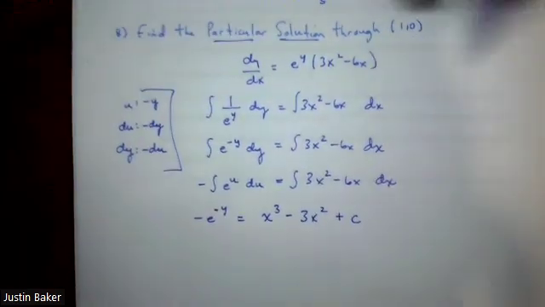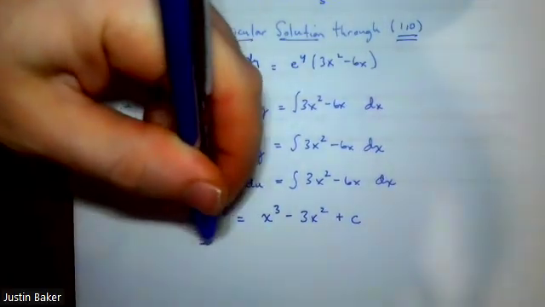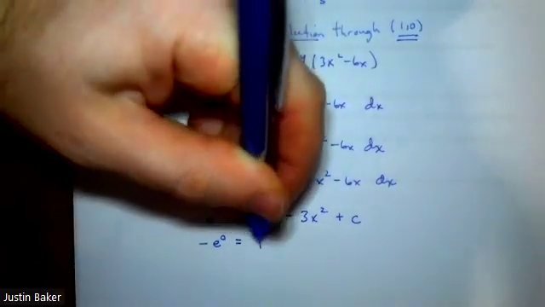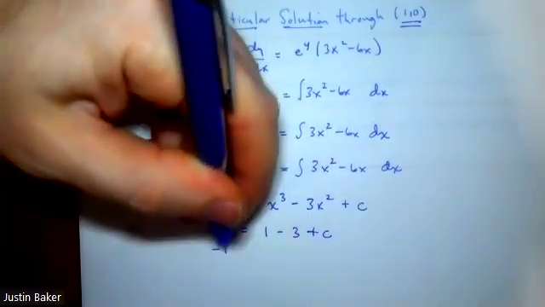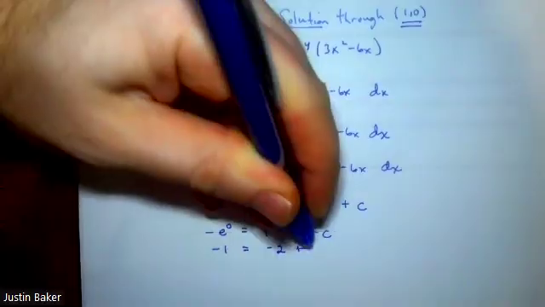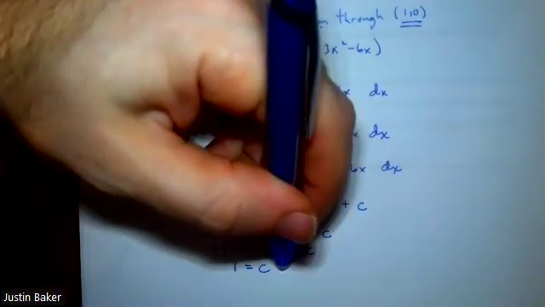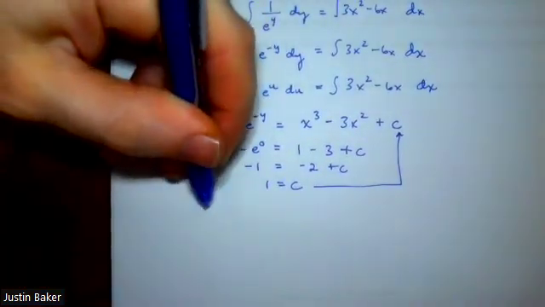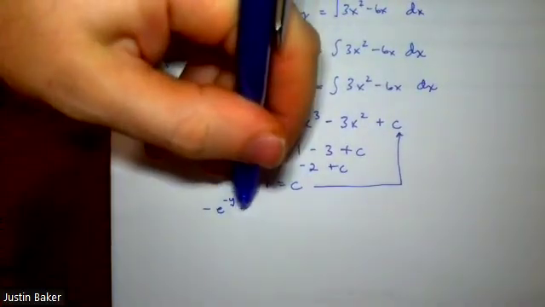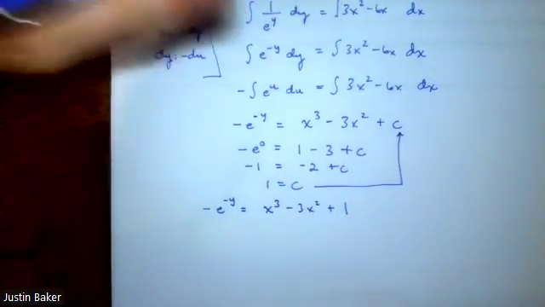Okay, and it's through this point, (1, 0). So we are going to be plugging that in. So this would be negative e to the 0 is equal to 1 minus 3 plus c. That would be negative 1 is equal to negative 2 plus c. Add the negative 2 over. That would tell us that c is equal to 1. So we are going to go back and plug that in. In doing so, that would now be negative e to the negative y is equal to x to the third minus 3x squared plus 1.